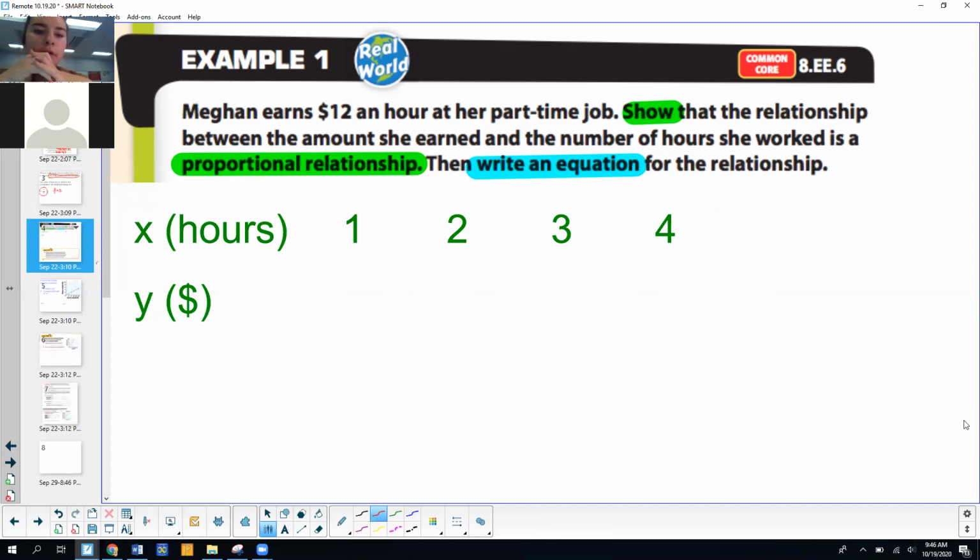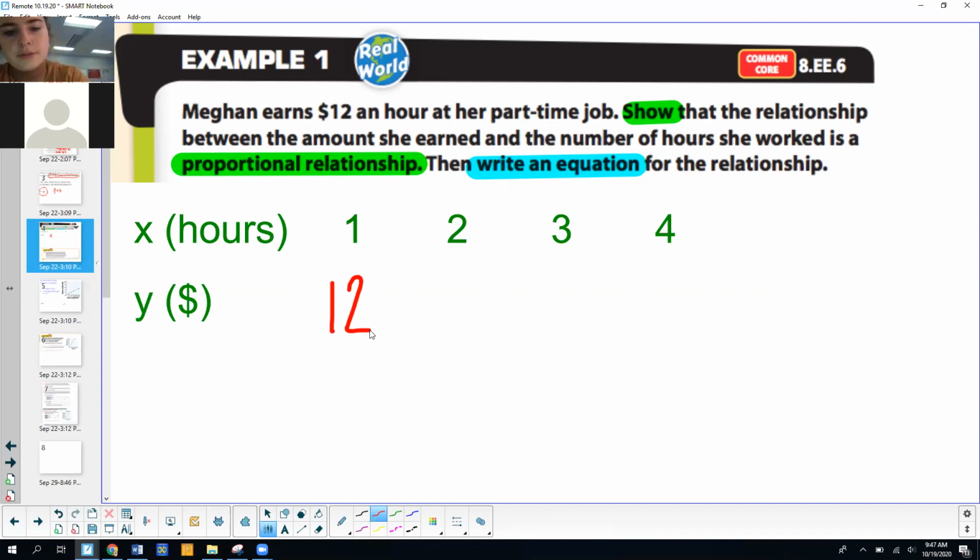So this says Megan earns $12 an hour at her part-time job. Show that the relationship between the amount she earned and the number of hours she worked is a proportional relationship. Then write an equation for the relationship. So what do we know? We know that x is hours. So for every 1 hour she works, she makes $12. So then for 2 hours of work, she's gonna make, so we're gonna do 2 times 12.